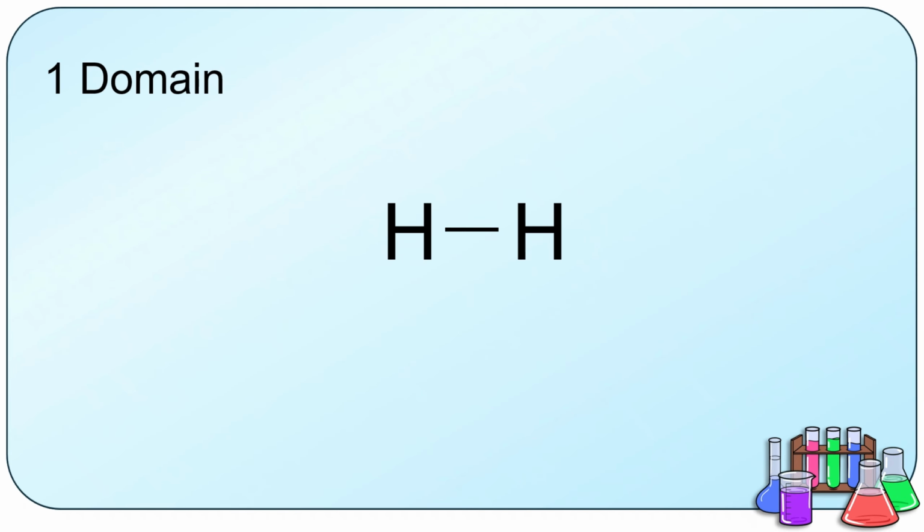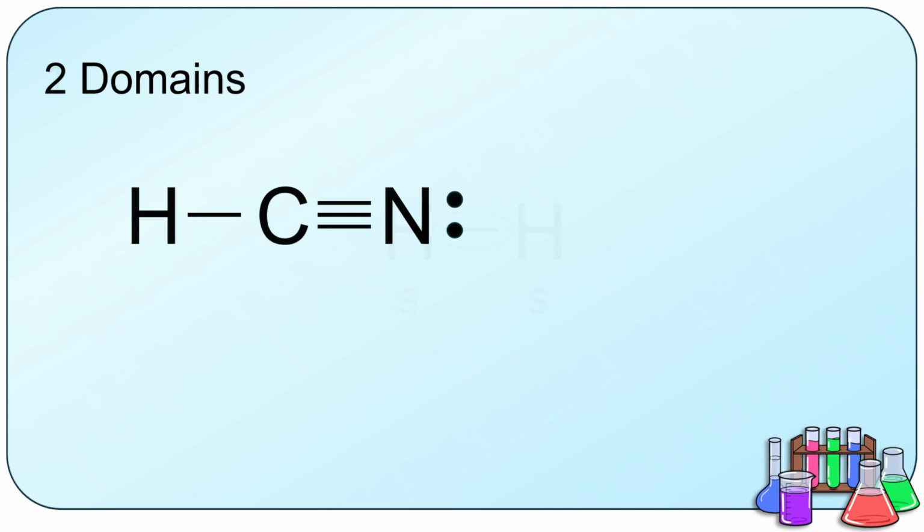Here's an example. In this H2 molecule, this hydrogen only has one domain, which is the bond. The first orbital to contribute to domains is s, so this hydrogen is not hybridized. It's just using its s orbital electrons to make the bond. Same thing with the other hydrogen.